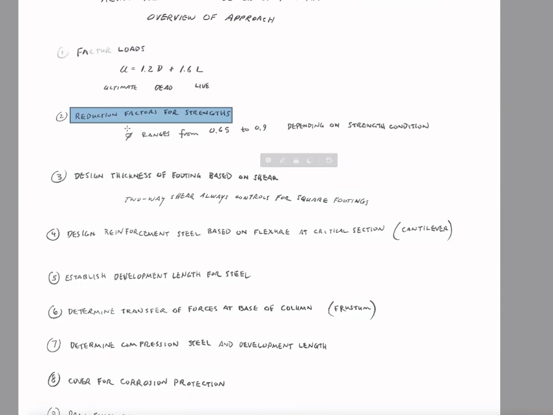And that reduction factor is called phi. I think you'll be able to keep track of when we're talking about a structure's reduction factor and when we're talking about an angle of internal friction in the class. They are the same term. That's just by coincidence. And that phi ranges from 0.65 to 0.9, depending on the strength condition.